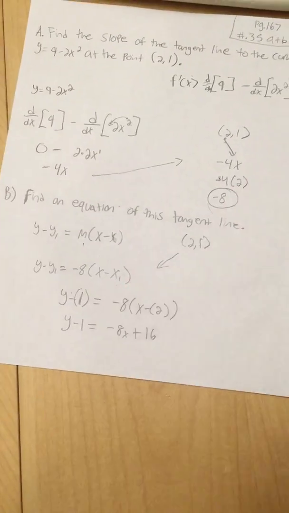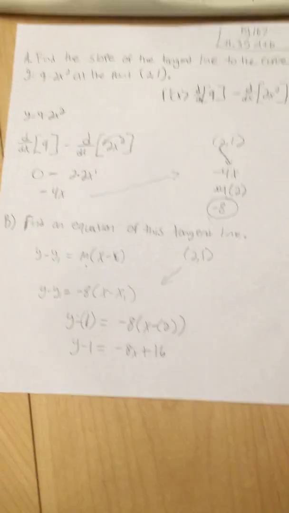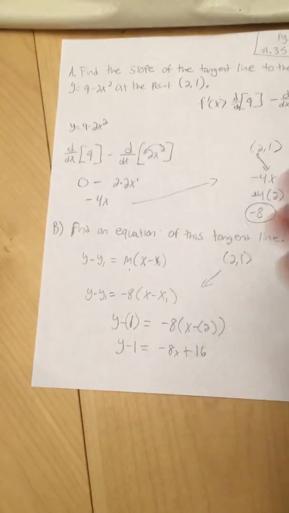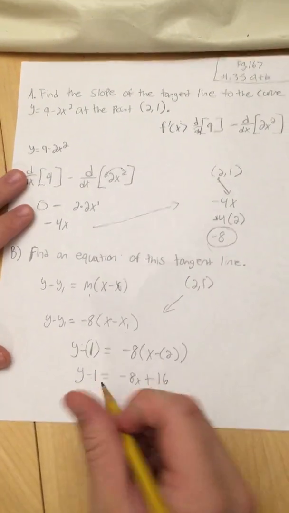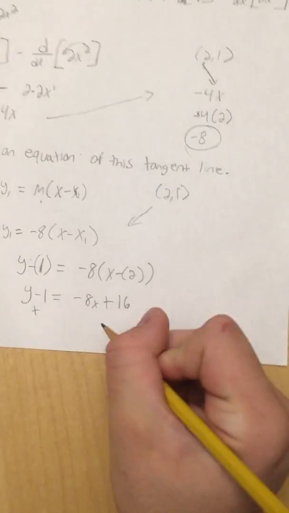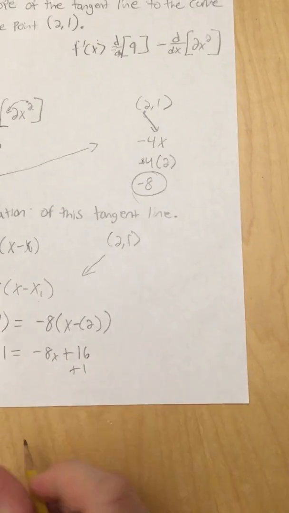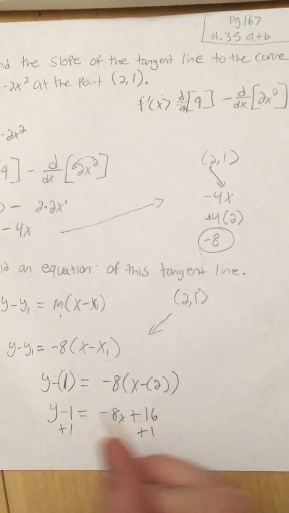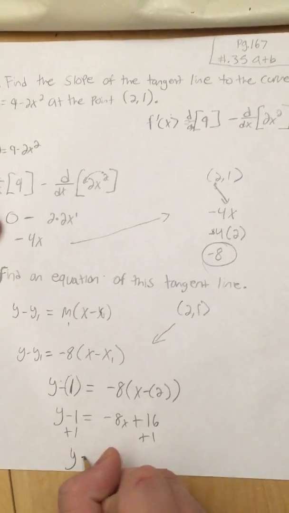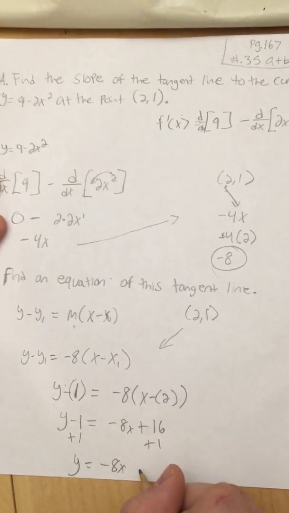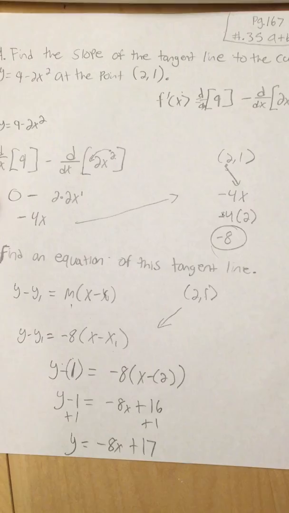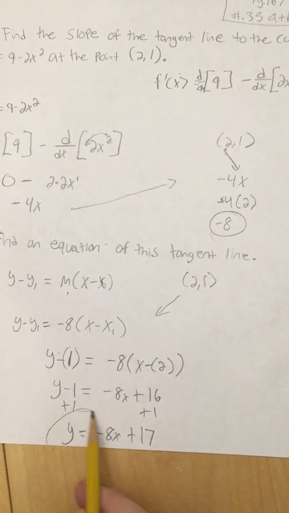All right, now we got to get y by itself to make it a little bit neater and to actually show that it is the slope formula. Take 1, add it to the other side, and then you get y equals negative 8x plus 17. And that would be your equation of the tangent line.